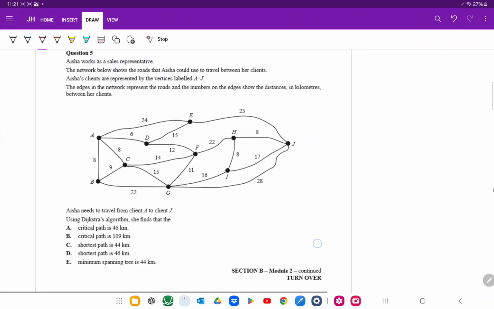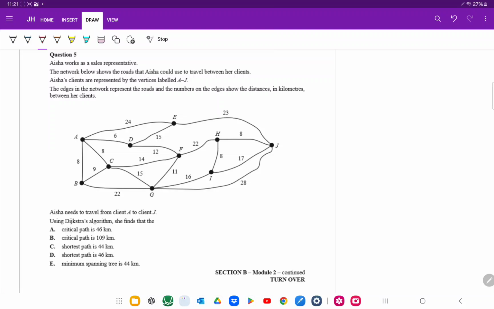Now, question 5 talks about a particular network. Now, with this particular network, it's asking us to use Dijkstra's algorithm. Keep in mind, Dijkstra's algorithm is all about finding the shortest path. Something says to me here that the fact that it's asking for the critical path, I can immediately discard answers A and B in this case. Critical paths relate to the networks and crashing. But since we're talking about Dijkstra's algorithm, let's follow this idea that we're trying to find a path that goes from A to J.